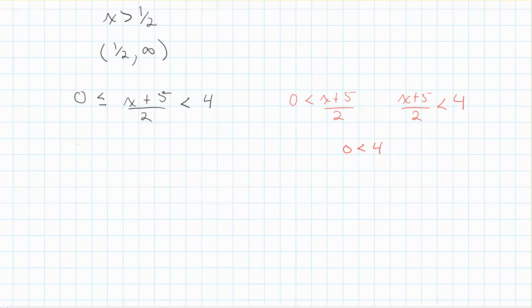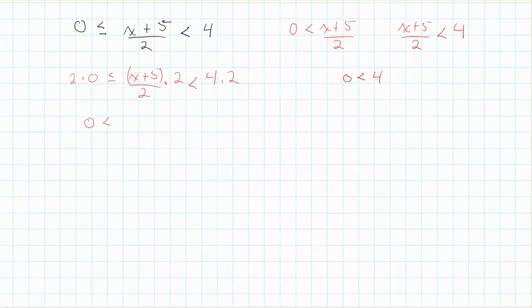Alright, so let's go ahead and solve this. Now, we can still solve this just like any equation, and since I've got a 2, I'm going to clear that fraction out, so we multiply everything by 2. So I have 2 times 0 less than or equal to x plus 5 over 2 times 2 less than 4 times 2. So, of course, 2 times 0 is still 0, less than or equal to x plus 5, which is less than 8. And then to wrap this up, we'd just subtract 5 from both sides, and we'd wind up with negative 5 less than or equal to x less than 3.